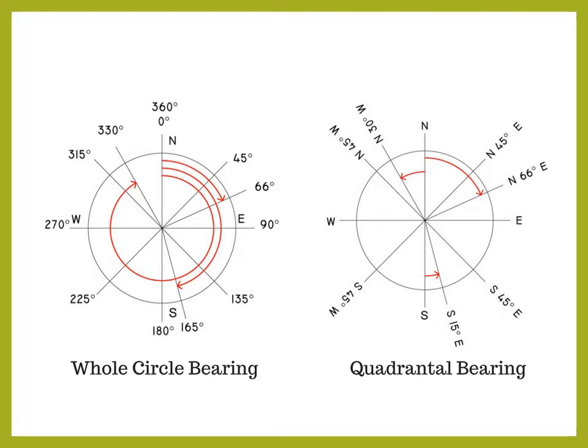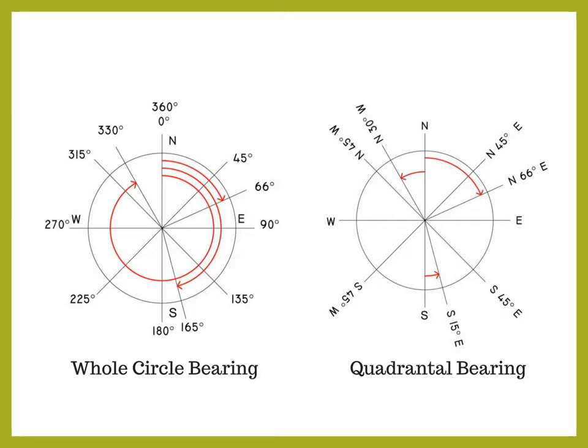Okay, total is 180 degree, that is from north to south it is 180 degree. So 180 degree minus the whole circle bearing, that is 135 degree, you will get the remaining angle, that is 45 degree. So in quadrantal bearing the angle is south 45 degree east. If the angle is located in the second quadrant, we have to subtract the whole circle bearing from 180 degree, so that you will get the quadrantal bearing.